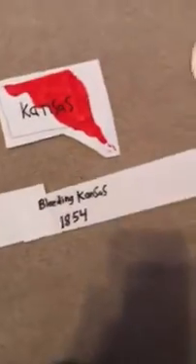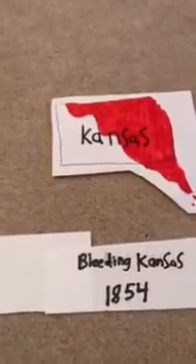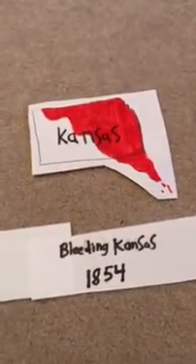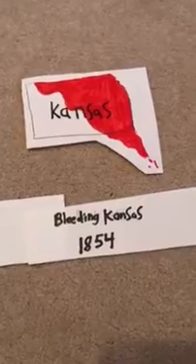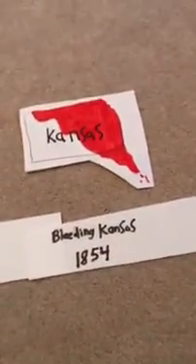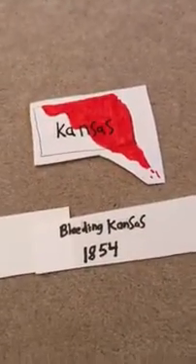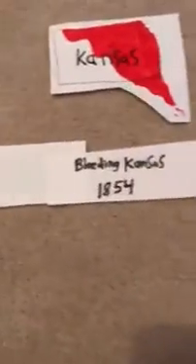Another event that pushed us toward the Civil War was Bleeding Kansas in 1854. And that was the aftermath of repealing the Missouri Compromise. John Brown and his gang killed 5 pro-slavery men in Kansas. And this made the South very mad and pushed us toward war.